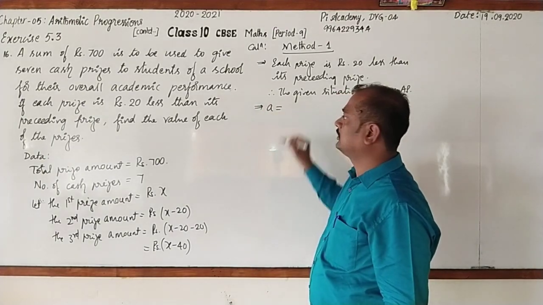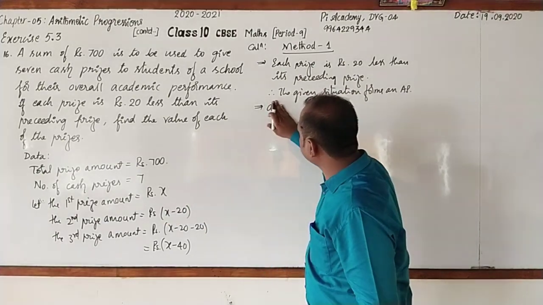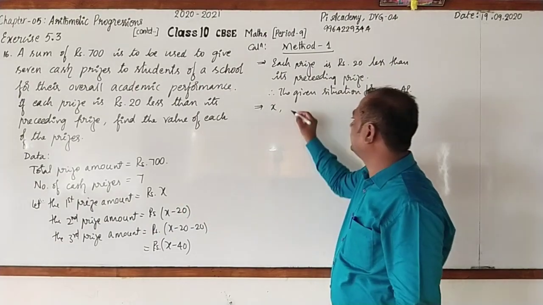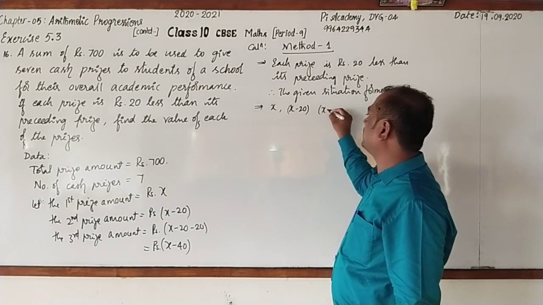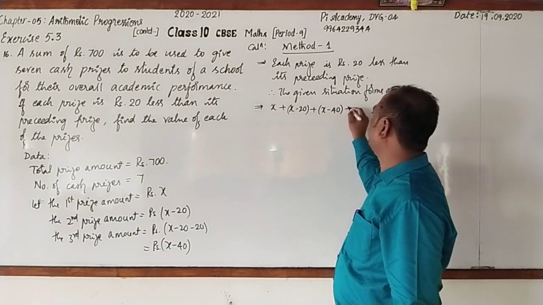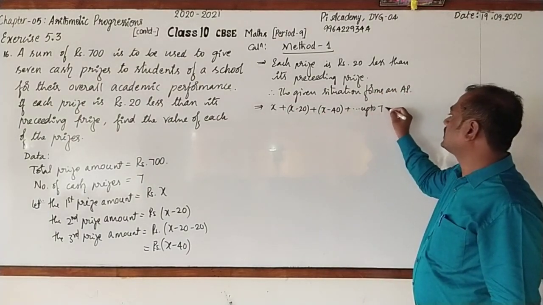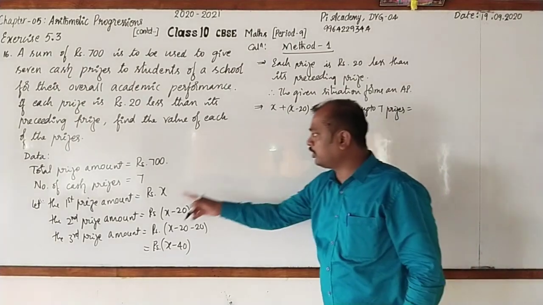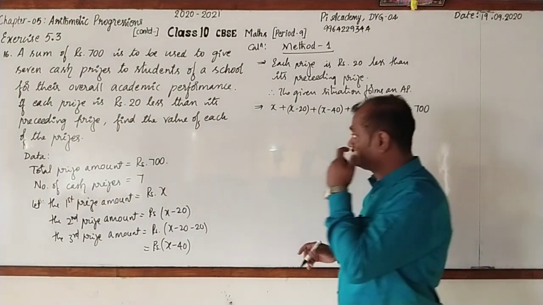Then if it is so, let us write the terms. What is the first term? First term is x. First I will write AP. First prize is x. Next, second one, x minus 20. Third prize, it is x minus 40 and so on. Total how many are there? 7 prizes. Up to 7 prizes. What is the sum of all these prizes? It is 700.